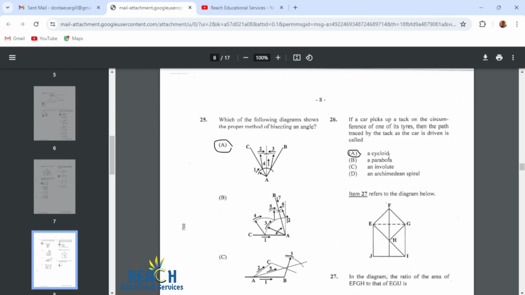26. If a car picks up a tack on the circumference of one of its tires, then the path traced by the tack as the car is driven is called a cycloid.